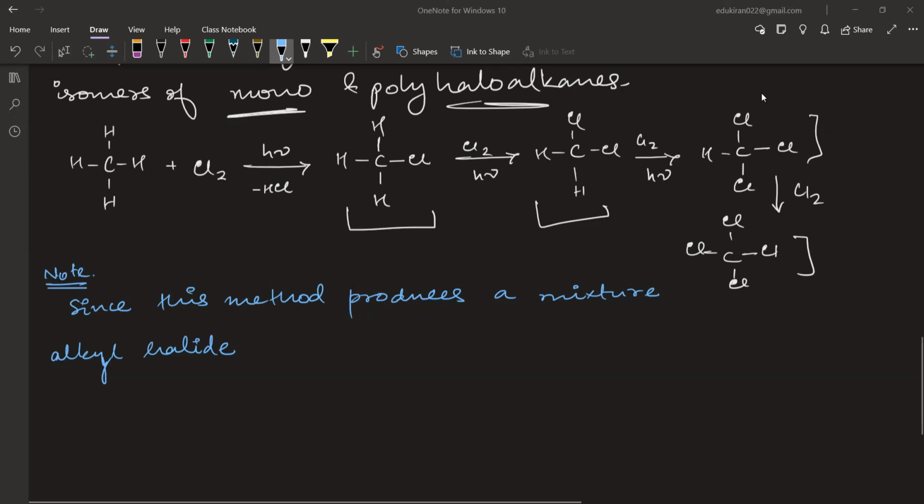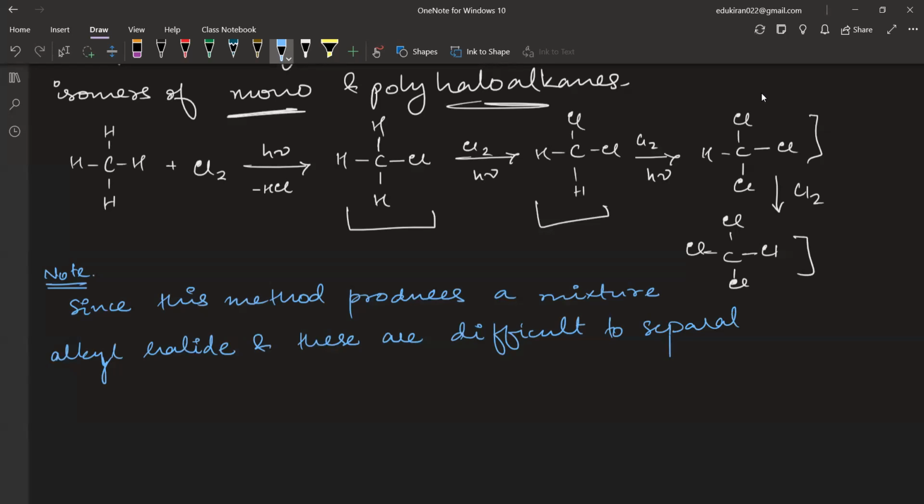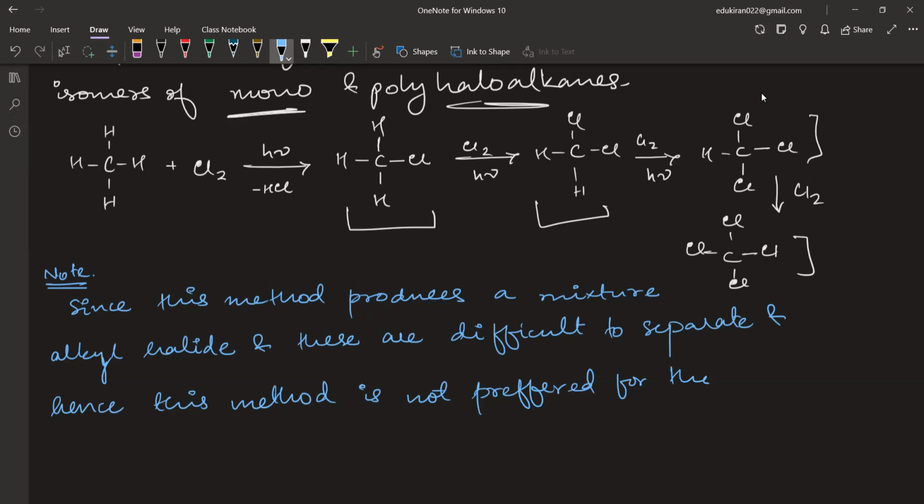Yes, right. So that is why when you get a mixture of alkyl halides in this method, and these are difficult to separate, hence this method is not preferred for the preparation of haloalkanes. Write this fast. Let me know when you're done.